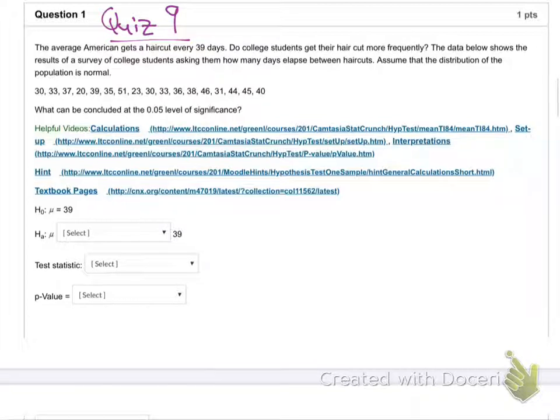Let's do this first one. The average American gets a haircut every 39 days. Do college students get their haircut more frequently? The data below shows the results of a survey of college students asking them how many days elapse between haircuts. So there's the numbers. We're wondering, does that evidence show something, or what does it show?